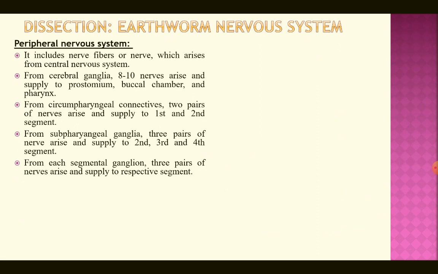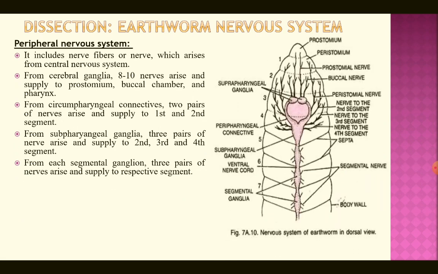Now coming to the peripheral nervous system. This includes the nerve fibers or nerves which arise from the central nervous system. From the cerebral ganglia, 8 to 10 nerves arise and supply the prostomium, the buccal chamber and the pharynx. Observe this diagram clearly, and this will give you an idea as to how nerves arise from the central nervous system. So these nerves supply the anterior region of the earthworm, mainly the prostomium, the buccal chamber and the pharynx.